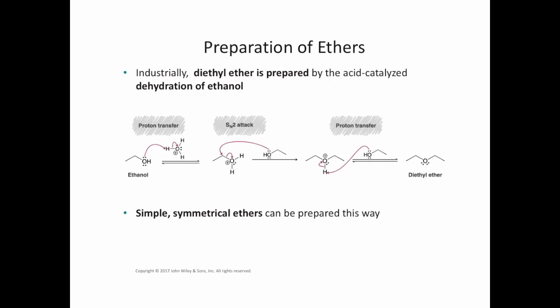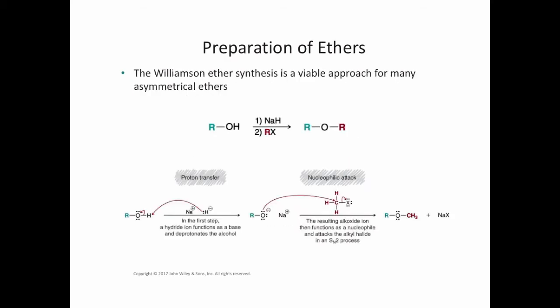Industrially, diethyl ether is prepared by the acid-catalyzed dehydration of ethanol, as shown here, and simple symmetrical ethers can be prepared in this way. Perhaps the most famous ether synthesis is the Williamson ether synthesis, and this is a very viable approach for asymmetrical ethers, where the R groups on either side are different from one another.